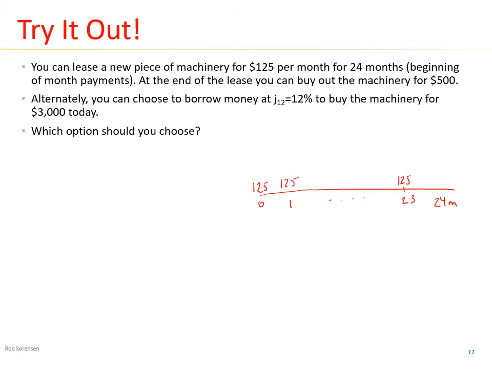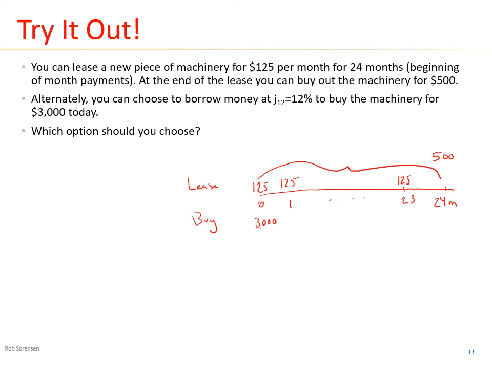So the one at 23 would take us all the way to the end, wouldn't it? That's the lease. But remember, there's also a residual of $500 due at month 24. So I've got an annuity and a lump sum to deal with on this side. If we buy it, we would have to pay $3,000 now.